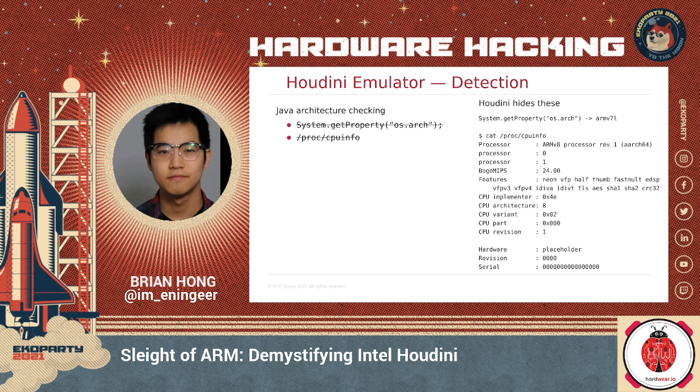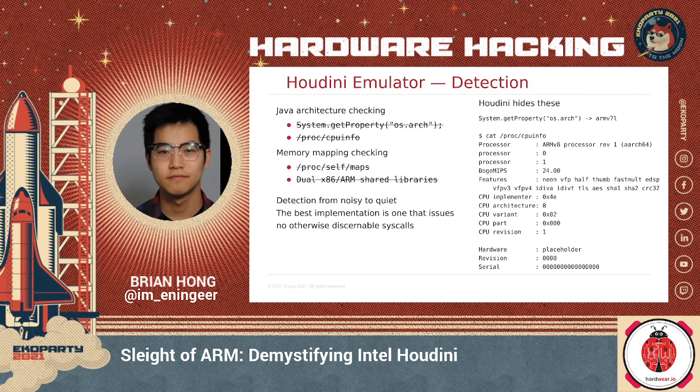So the next method was checking the memory map, via reading /proc/self/maps to see if both the ARM and x86 shared libraries are loaded in. This is an okay method, but we think the best ways would be the ones that are hard to detect themselves, like quiet detection. The best implementation is one that issues no otherwise discernible syscalls, and the method we came up with was using the JNIEnv magic pointer detection.